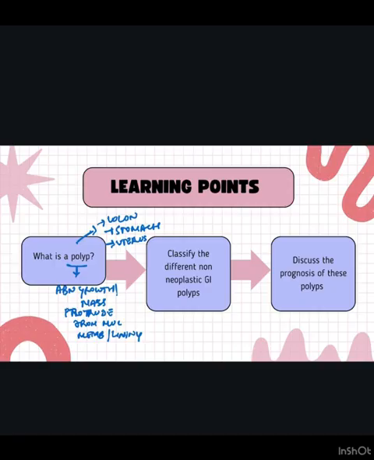Why? Because neoplastic polyps always have a higher cancerous risk. So that comes to the next learning point. We have to classify the different non-neoplastic GI polyps, because even these non-neoplastic GI polyps carry different prognosis, which will determine the cancerous risk. Then we also have to discuss the prognosis of these polyps in a follow-up.